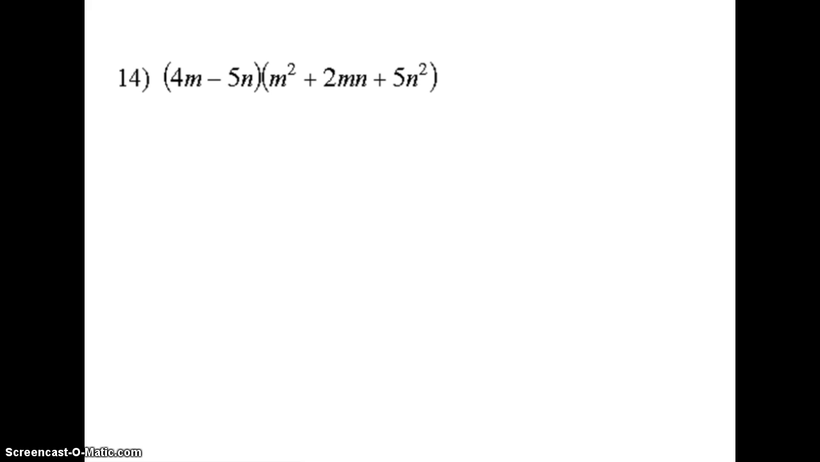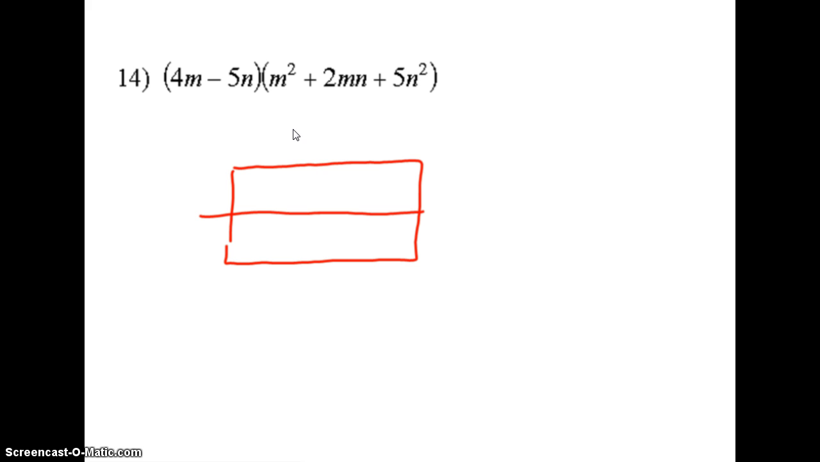Alright, on this problem we have a binomial multiplied to a trinomial. Now, FOIL is not necessarily going to work here because first, outside, inside, last, well, I have three terms here. So what you would do is you would either distribute and multiply 4m by everything here, and then 5m by everything here, or what I like to do is the same exact thing, except I will now organize it with a box, but this time it's 2 by 3. Now my binomial goes here, 4m and negative 5n, and then m squared, 2mn, and 5n squared.